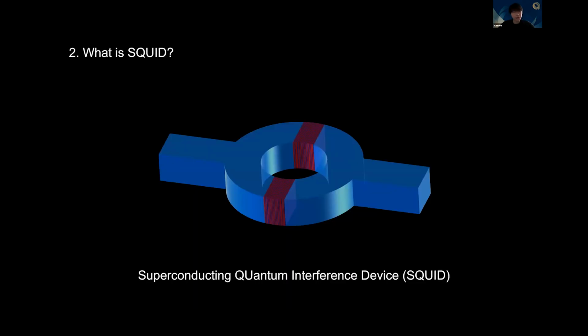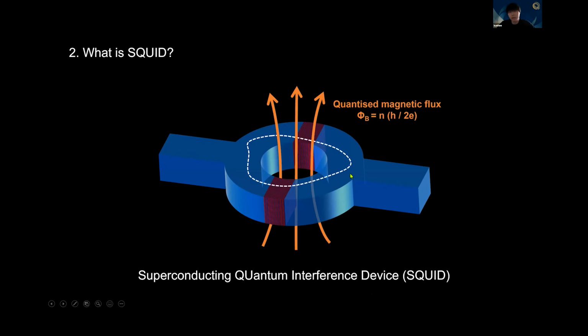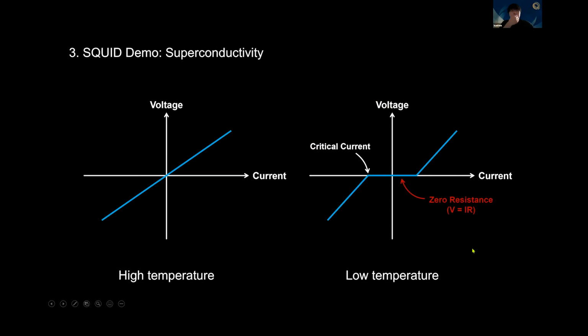So finally, we are at what a SQUID is. A SQUID is just two Josephson junctions connected in parallel. It's interesting because if you consider a loop enclosing this area, the magnetic field through the SQUID must be quantized. And the SQUID yields a straightforward way for us to control and measure this particular flux through this device. So the first demonstration will be observing the superconductivity in a SQUID.